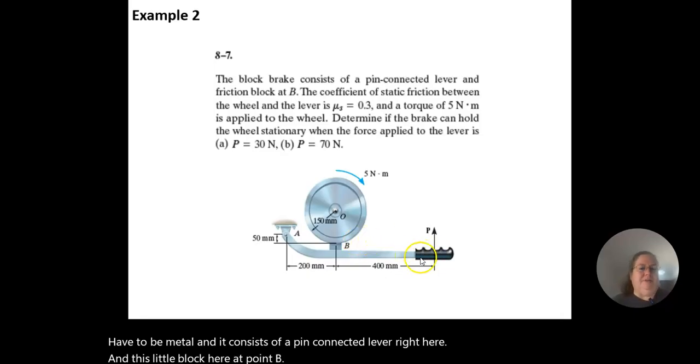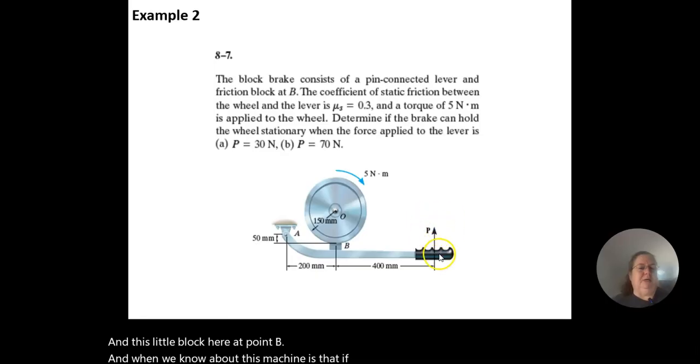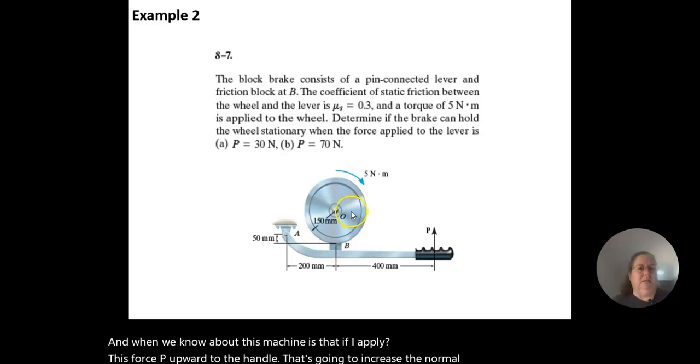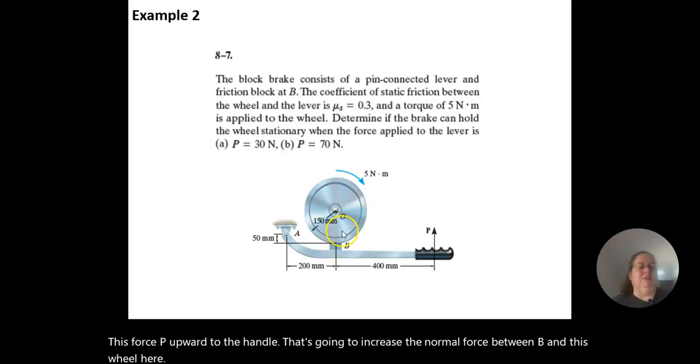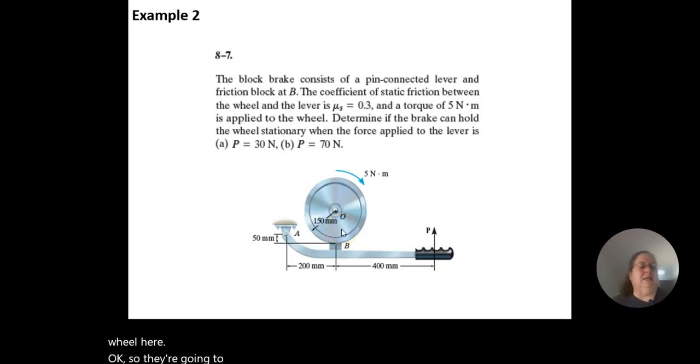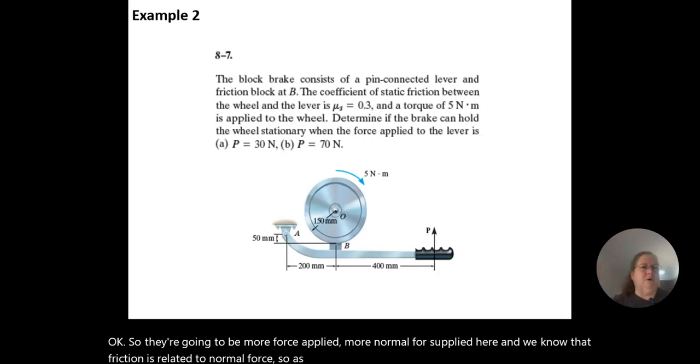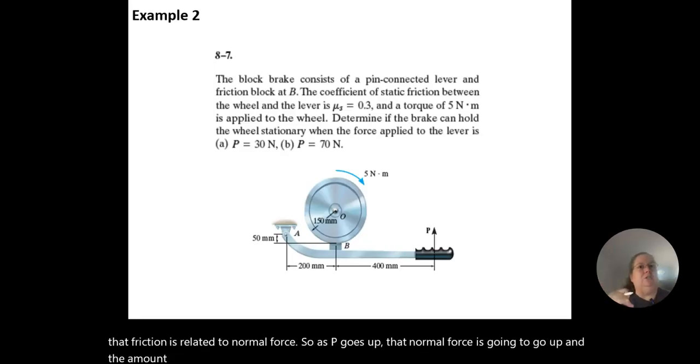What we know about this machine is that if I apply this force P upward to the handle, that's going to increase the normal force between B and this wheel here. So there's going to be more normal force applied here. And we know that friction is related to normal force. So as P goes up, that normal force is going to go up, and the amount of static friction that can prevent motion is going to go up as well.